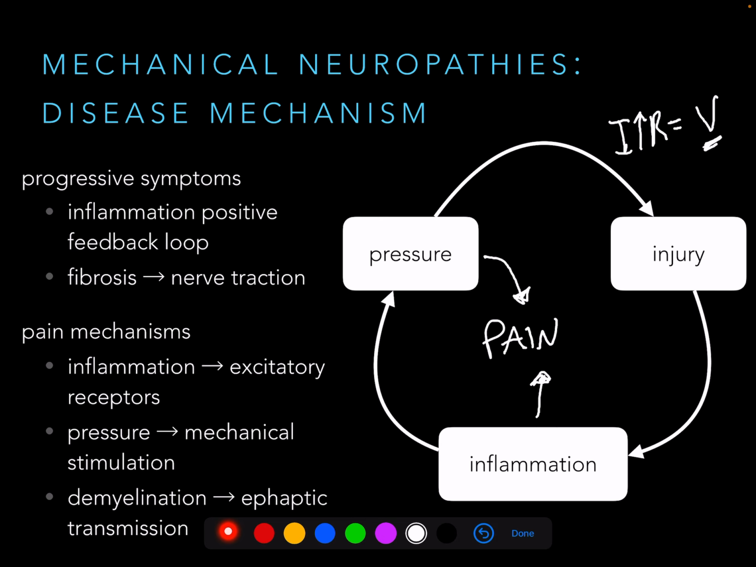So we can mechanically stimulate nociceptive afferents, or we can chemically stimulate them with inflammation. And then, hey, let's say we injure the axon, we demyelinate it, that can stimulate pain fibers through a process called ephaptic transmission. So what's going on there is the demyelinated axon spits out a bunch of potassium.